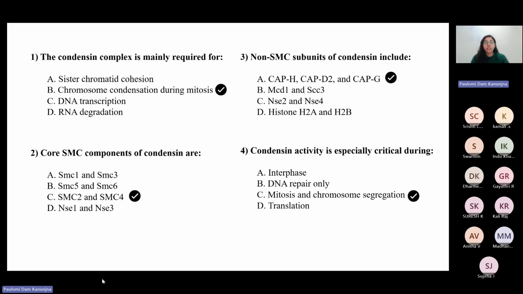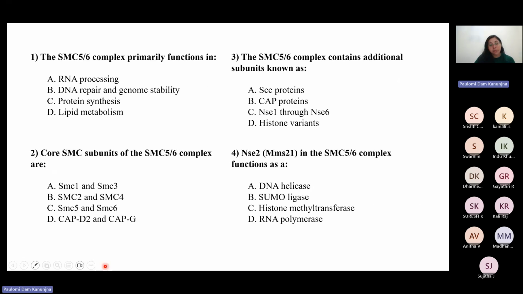Let's do the next set of questions, which is for the next set of SMC proteins, which are the 5 and 6 complex. So what is their function? I already told you once. What are their core subunits? What is the additional subunit onto the 5 and 6? And now this name, what does it do here? So same activity, we have already discussed this, so it shouldn't be very difficult.